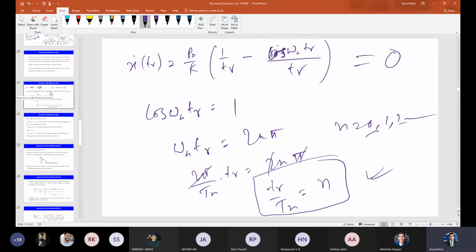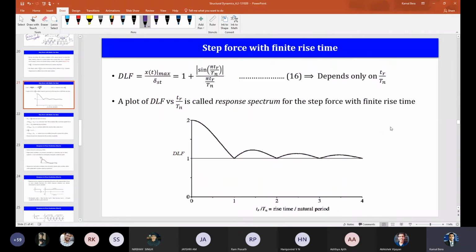Now what are we going to do? Another thing is that we can plot xt max by delta st. This is the dynamic load factor, DLF, xt max by delta st. So this can be written like this. I will leave this up to you.